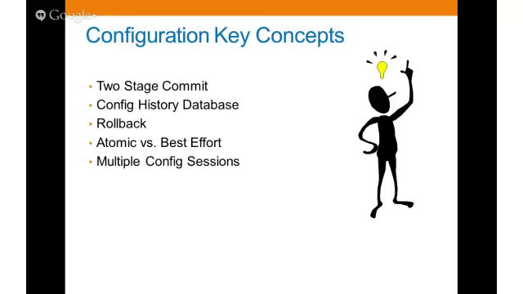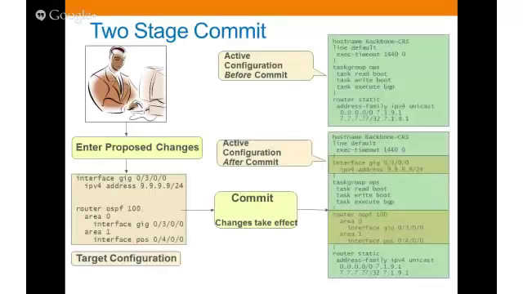Let's get into the configuration key concepts that we have for iOS XR. iOS XR basically has a phenomenon called a two-stage commit. Then you have a config history database that iOS XR maintains for every router. Rollback, atomic versus best effort, we'll see what these are. And what happens when there are multiple users logged into the router. So first, let's look at the two-stage commit.